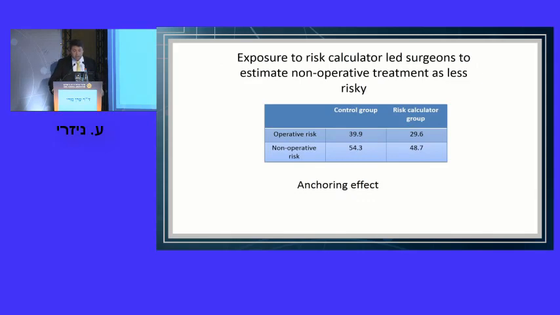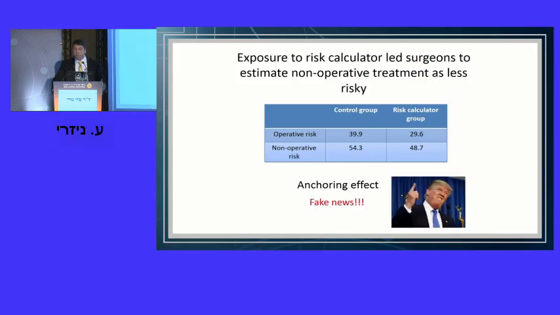When they looked into the data, they saw that the control group indeed estimated the operative risk higher than the risk calculator group. However, the risk calculator group, although not given any data regarding the non-operative risk, also decreased the risk estimation of the non-operative risk. And this is the anchoring effect, in which you give a number to the surgeon, you say to him that the operation is less dangerous, and he applies a bias and decides that even the non-operative risk is also lower. So these are the fake news, actually.